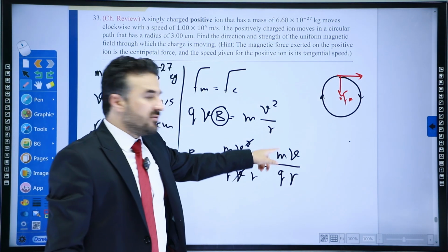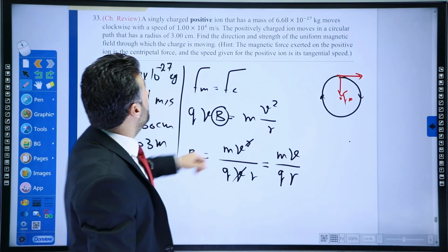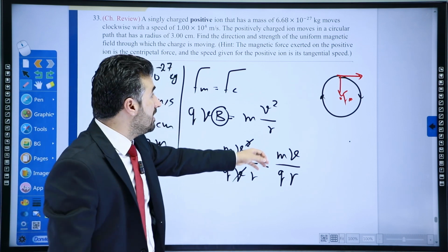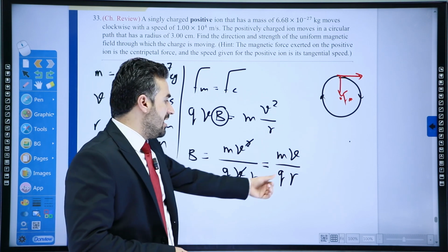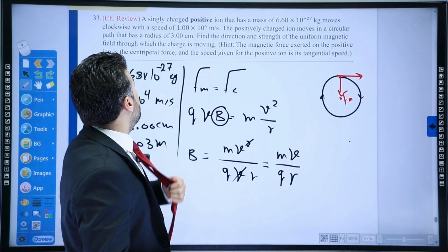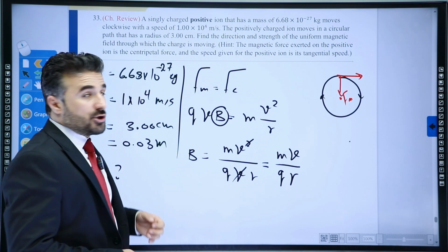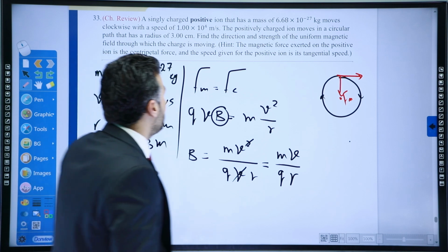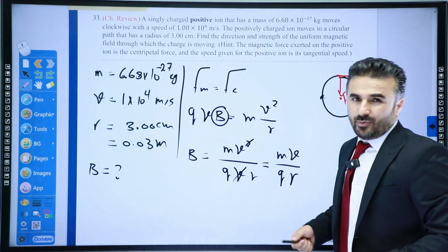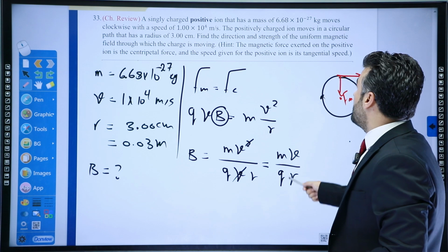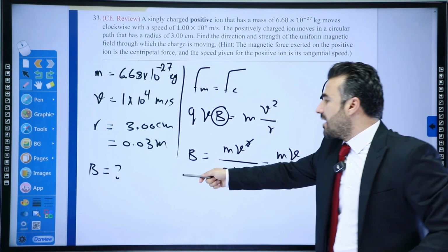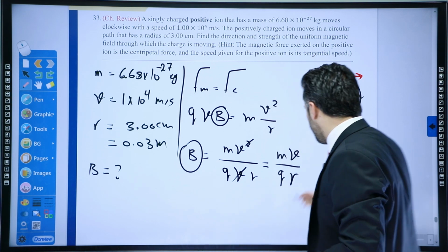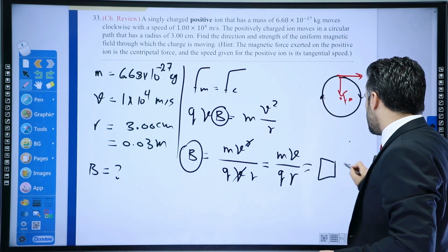Do we have the mass of the ion? Yes, 6.68 times 10 to the power negative 27. Do we have the speed? Yes. Do we have the charge of that ion? It says a singly charged positive ion, so we have one charge, which is 1.6 times 10 to the power negative 19. And we do have the radius. That is how you can find the magnitude of the magnetic field strength, and of course it's going to be in Tesla.